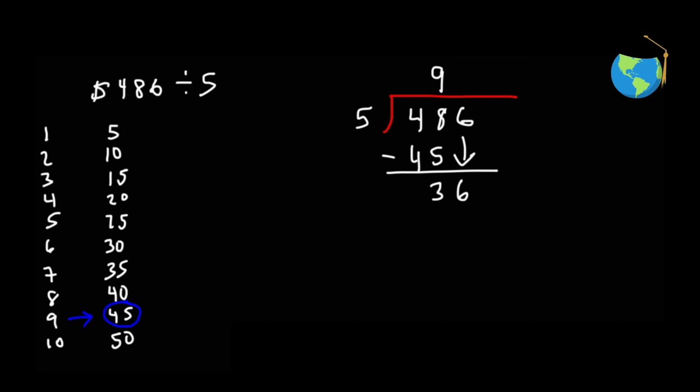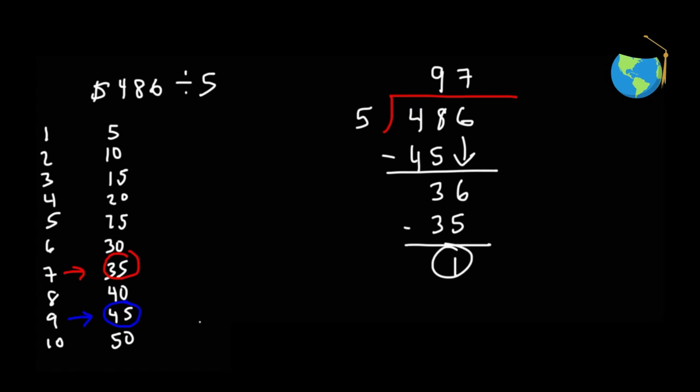Now, how many times does 5 go into 36? The highest multiple of 5 just under 36 is 35. So 5 goes into 36 7 times. 5 times 7 is 35. And then we need to subtract. 36 minus 35 is 1.